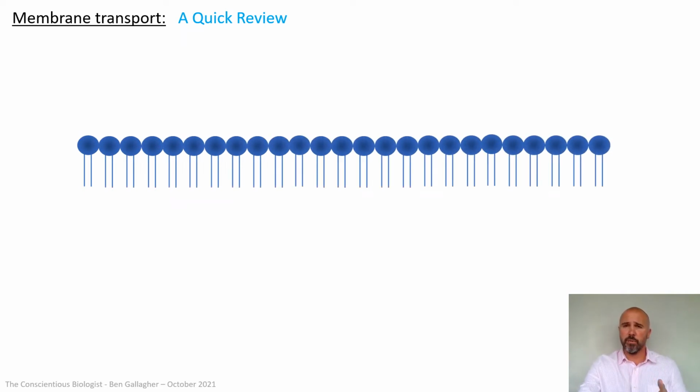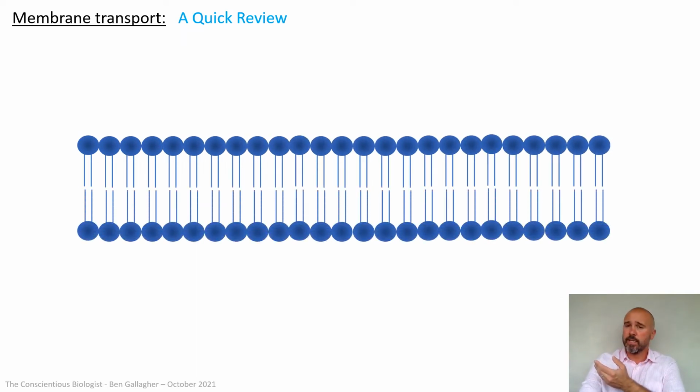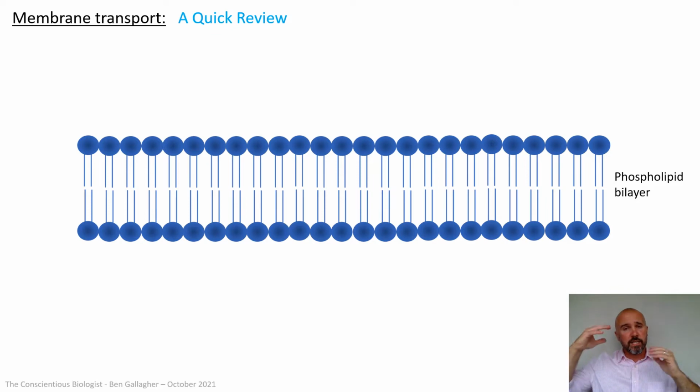But biologically, we're interested in them forming lines like this with an opposing line facing them to keep all the tails on the inside, the heads on the outside, so the heads are near any water, the tails can be dry on the inside, and that's your phospholipid bilayer. If that's at all unfamiliar, go back to one of my previous A-level videos where I go through that in much more detail and we look at lipid biochemistry. But hopefully that's just a quick review.